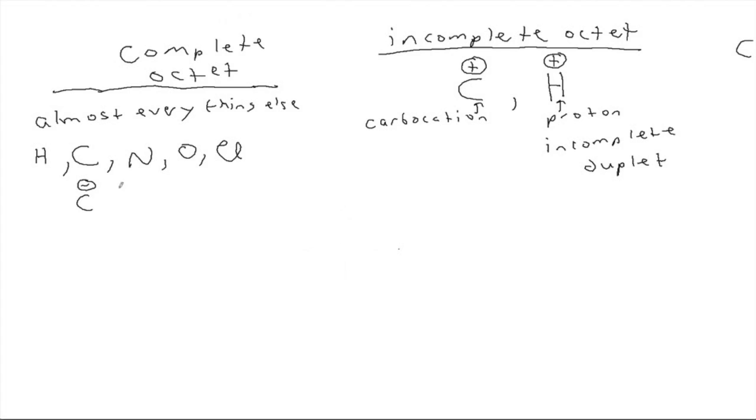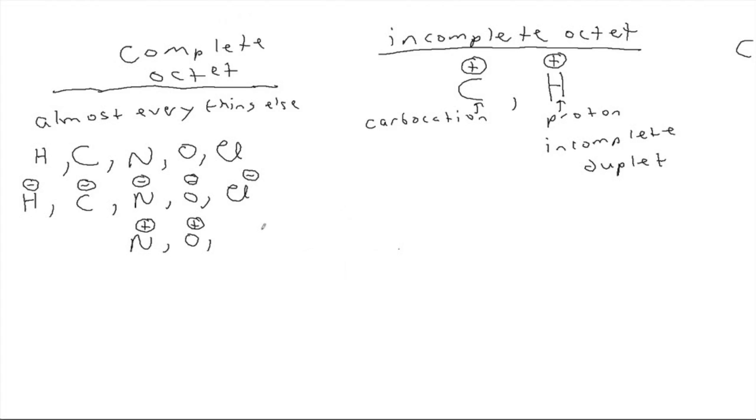How about a nitrogen with a negative charge? Would that have room for more electrons? No, it would be complete. Still a complete octet. So again, almost everything except these two has no room for more electrons. Hydrogen with a negative charge is a complete doublet. How about a nitrogen with a positive charge? That is still a complete octet. These are the ones that are surprising.